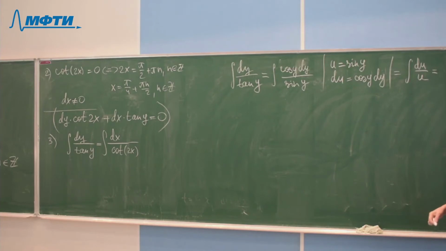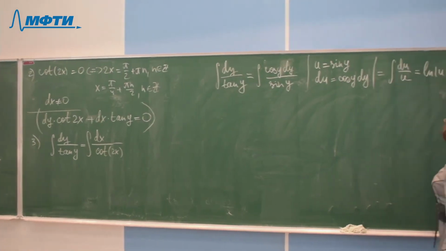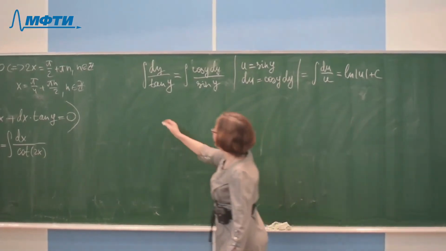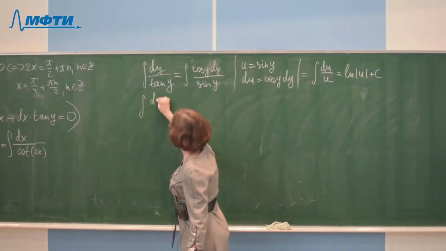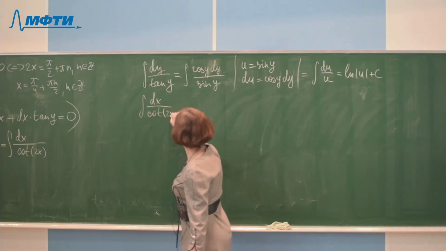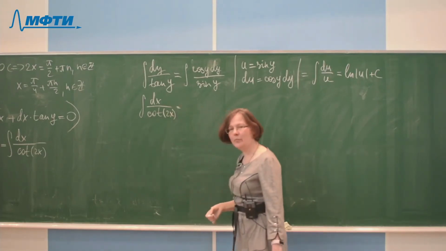Yeah, we can. If we integrate this, it would be the logarithm of u plus the constant. Right, correct. Now it's correct. Now our goal is to integrate dx over cot 2x in the same way.